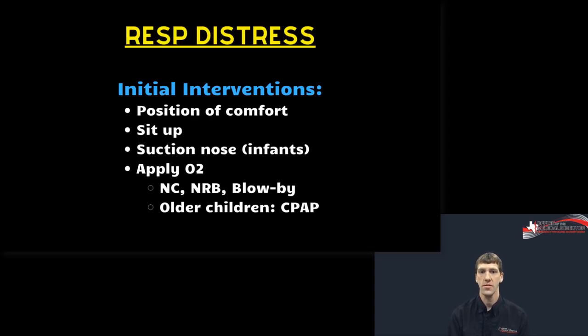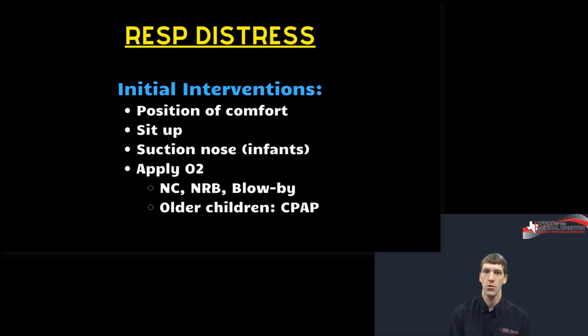For respiratory distress, if you don't know where else to go, start with these initial interventions first. Position the child in the position of comfort. If they want to lay or sit in the chair or the bed, that's fine. If they're comfortable in the parent's arms, that's perfectly fine too. For those children that aren't already sitting up, sit them up and improve their respiratory mechanics there. If they're an immature child, such as a young infant, sit them up with the assistance of either your partner or the parents as well.